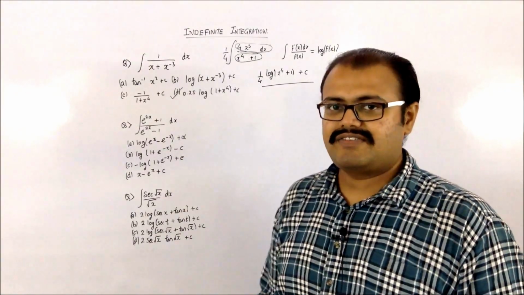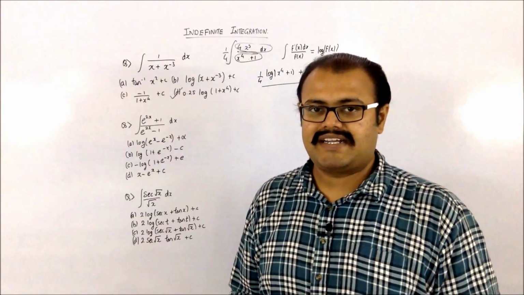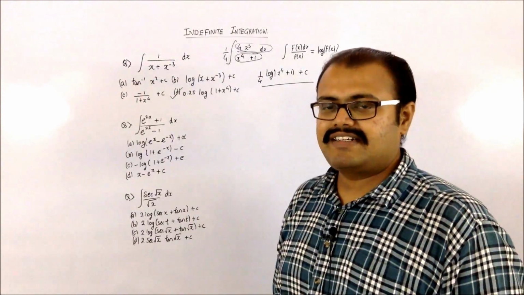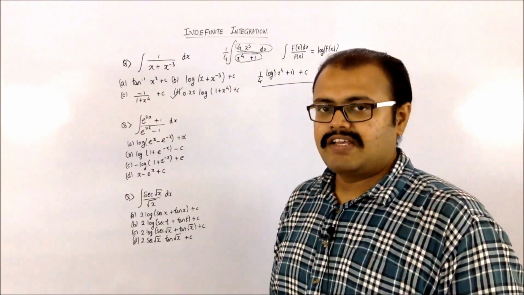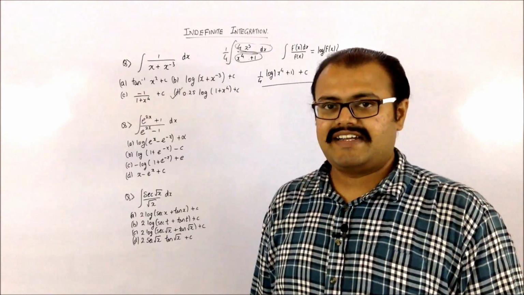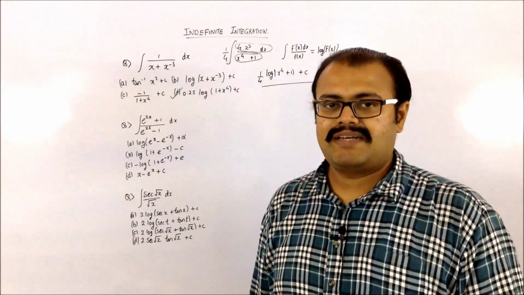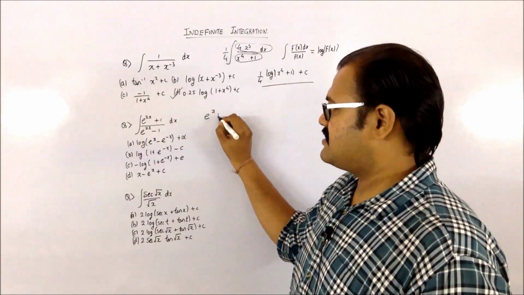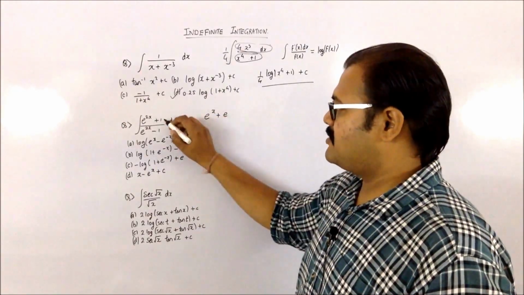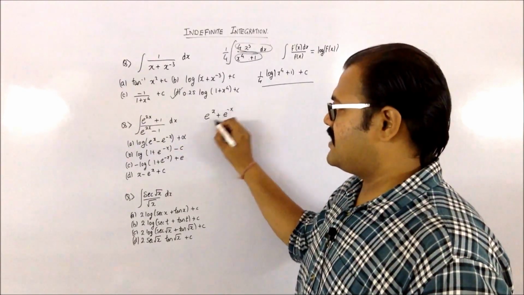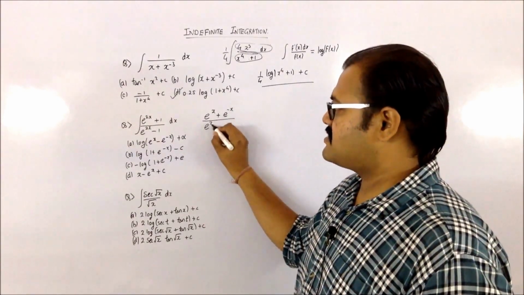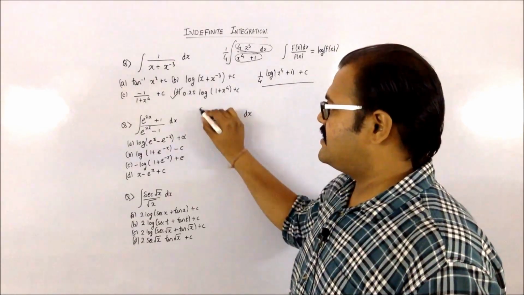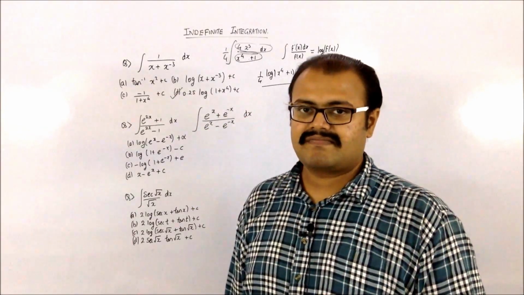So that should click in your mind that you have to somehow bring it into the form of e raised to x. So what you can do is divide the numerator and the denominator by e raised to x. So you will be having e raised to x plus e raised to minus x, that is 1 by e raised to x, divided by e raised to x minus e raised to minus x. This is with your dx and you are finding the integration.